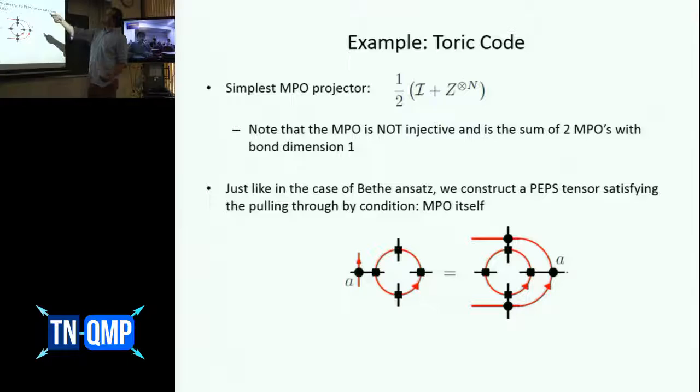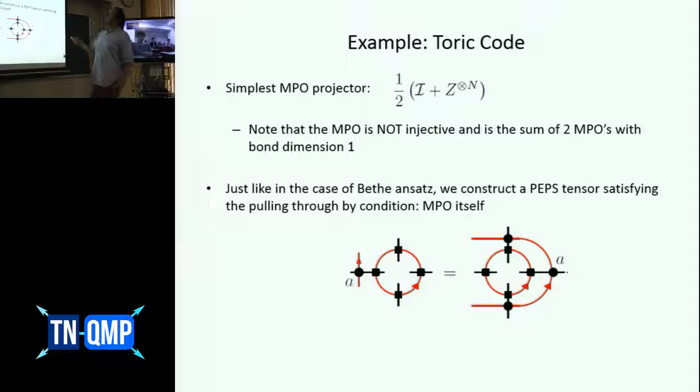The symmetry of your virtual dimensions, of your virtual subspace, is nothing more than identity plus e to the n. It means that the parity of all the spins that stick out of this PEPS description has to be even. That's nothing more. Of course, this means that this matrix product operator is one half times the identity plus e to the tensor n.